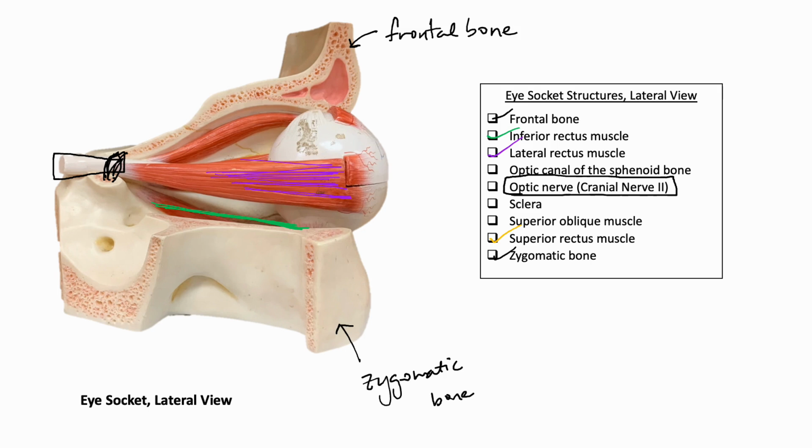Now, I do see the oblique muscle. It has come around, and this is it, right? It has come from the side, and it's come around. We don't see the side part, but that is my superior oblique muscle. Now, all of the white part that we're seeing all around the eyeball, that's the connective tissue called the sclera. And then I believe we have identified everything we need to for this model.